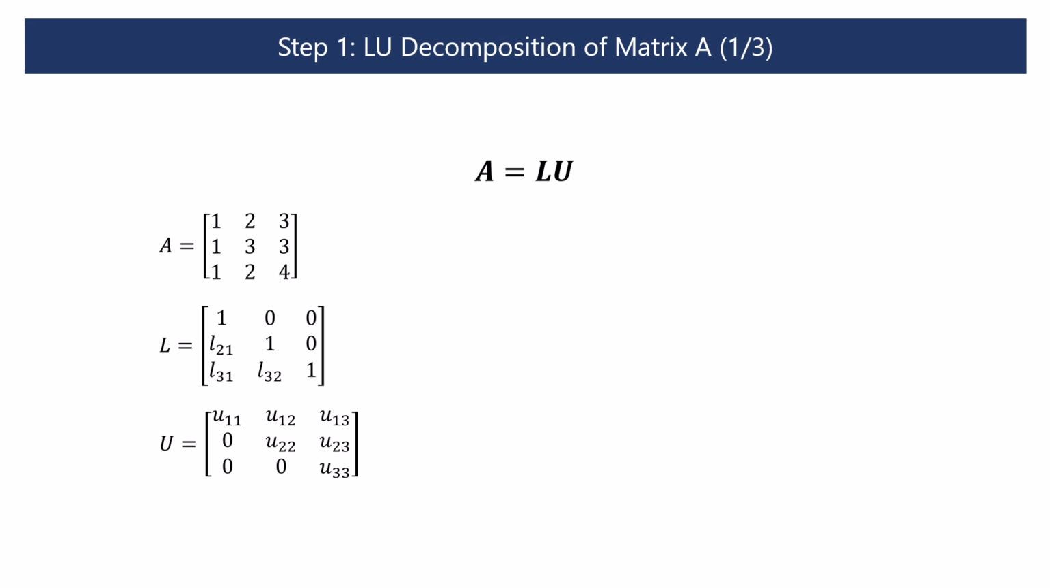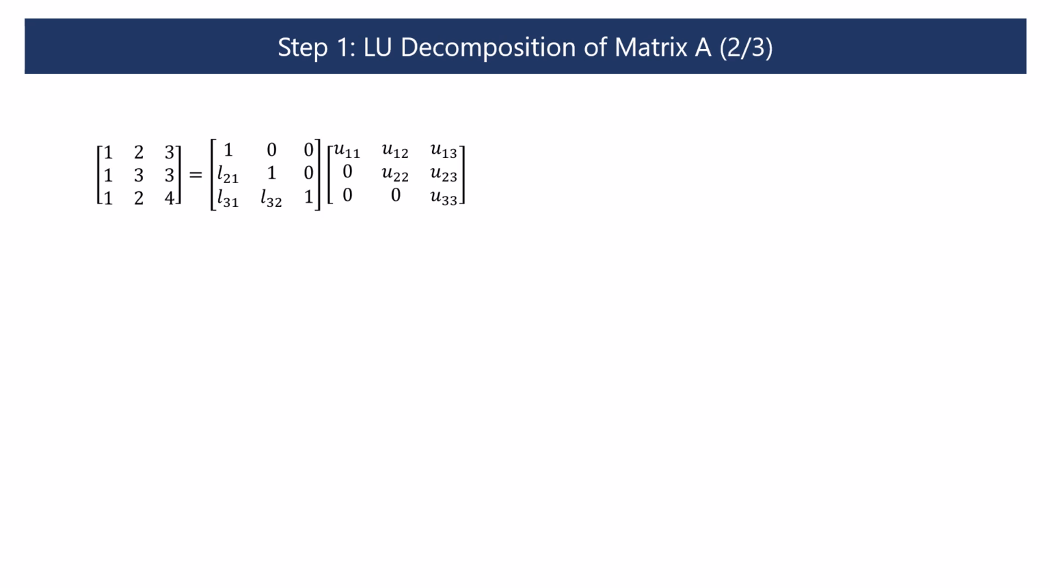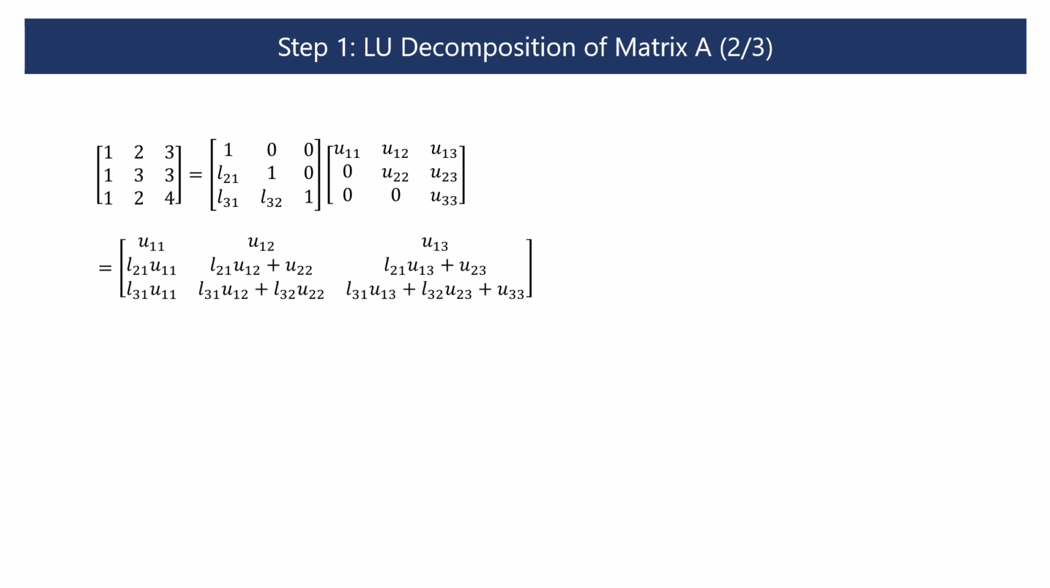In general form, the matrices L and U can be expressed in this way. To solve for L and U, we will directly compute the elements by multiplying the matrices L and U and matching them to matrix A. Let's start with this equation. By multiplying the two matrices L and U, we can obtain this matrix. Since this matrix equals the matrix A, we can obtain the values of the elements in the first row.